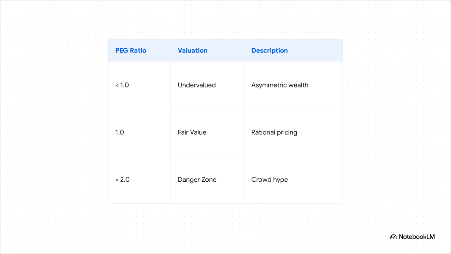Then you hit the benchmark of a PEG exactly at 1.0. This is your fair value floor. The price is perfectly in sync with the growth rate, meaning the market is pricing the operational model completely rationally.